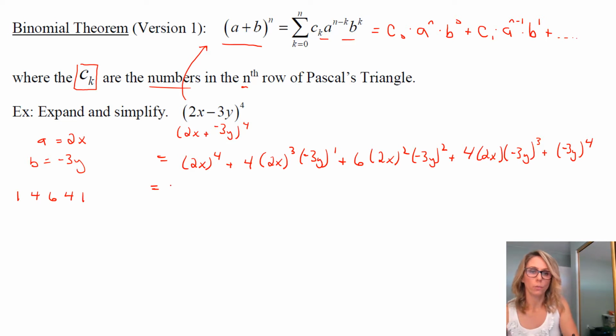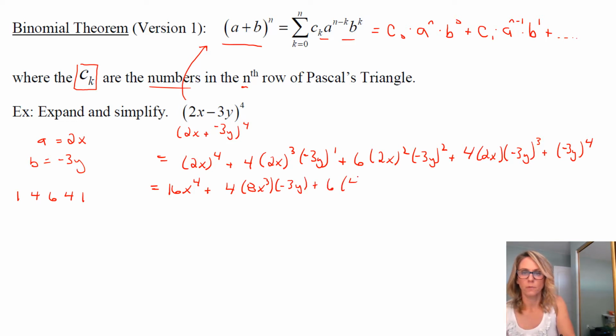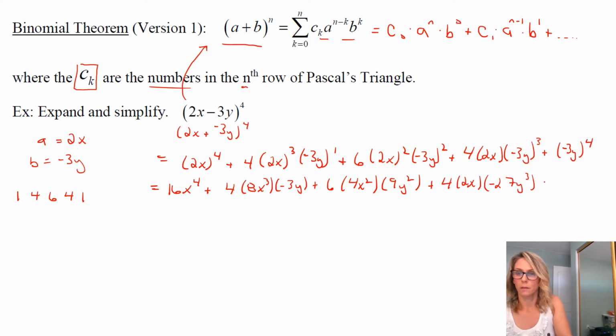So we have 2 to the 4th, which is 16. So we'll have 16x to the 4th. I can do a couple lines here. So 4 times 8x cubed, and then a negative 3y, and then 6 times 4x squared times 9y squared, and then 4 times 2x times negative 27y cubed, and then 81y to the 4th.